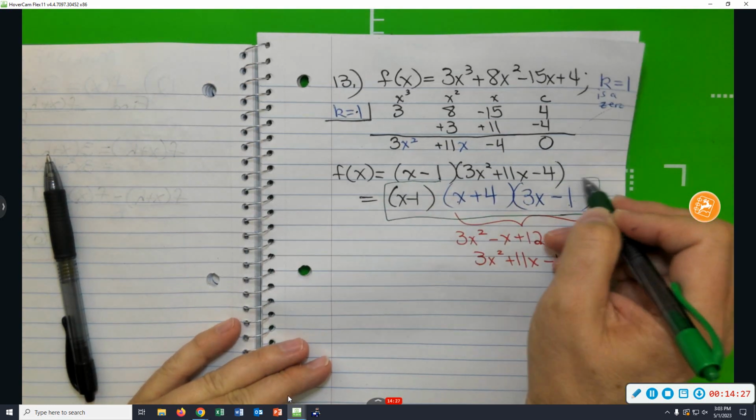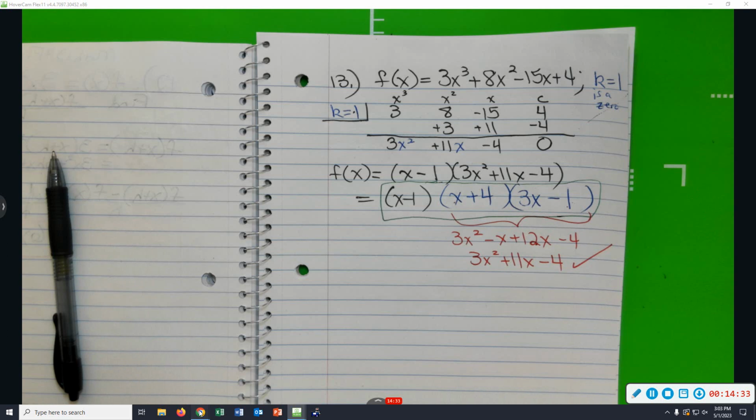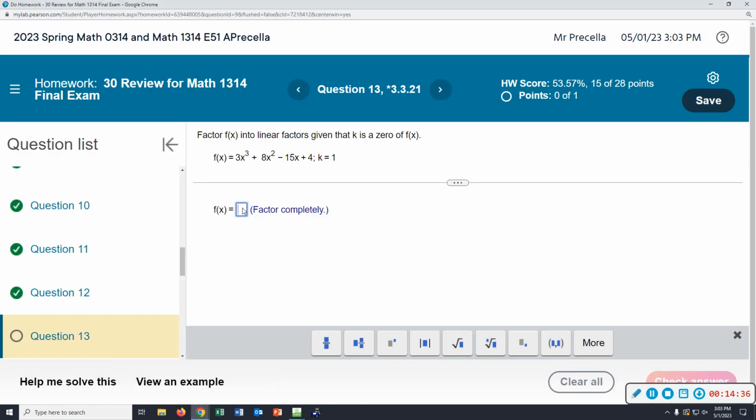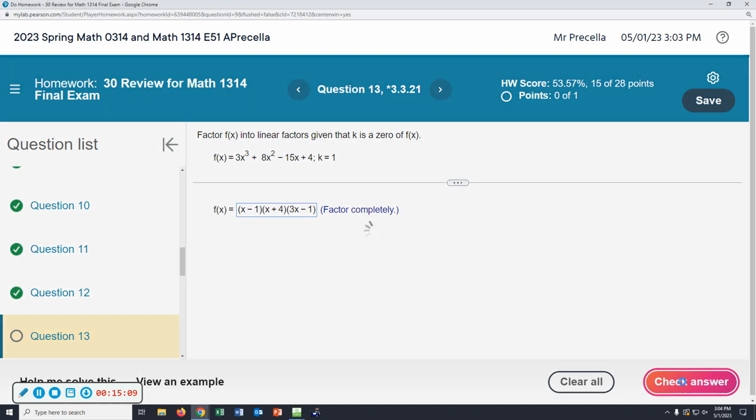So x minus 1, x plus 4, 3x minus 1. I'm just writing parentheses. That's what those parentheses mean, times. And realize the order doesn't matter. You could have typed x plus 4 times x minus 1 times 3x minus 1. As long as you have the same three sets of parentheses with the same terms in them, you should get it counted correctly.